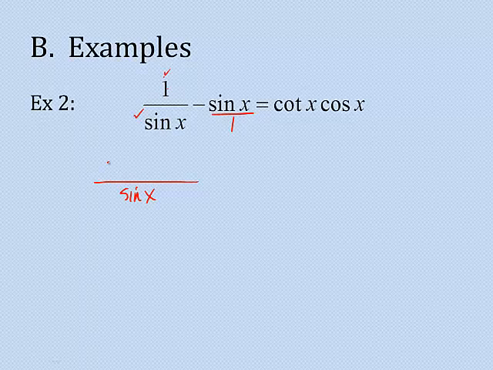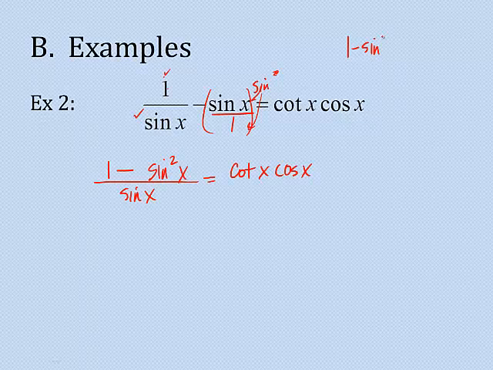Well, that's good to go. It's just 1 minus. This one I have to multiply by sine, right? So sine times the bottom, sine times the top. So sine times the top is going to give me sine squared of x. And the bottom is going to be sine, so now I can combine them. Equals the cotangent of x times the cosine of x. Now, if you look on your formula card, you should know that 1 minus the sine squared of x is the cosine squared of x. It's beginning to look familiar, isn't it?